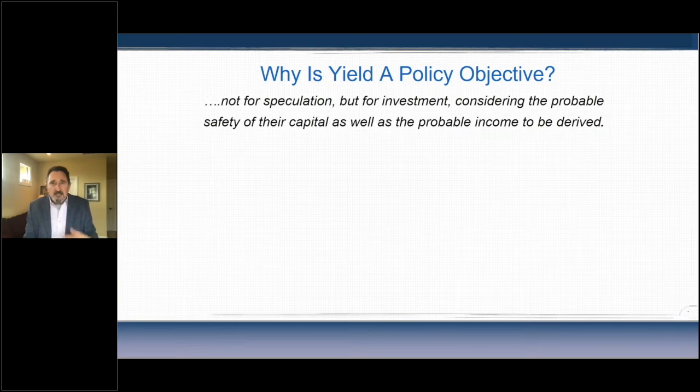So this dovetails into a question that is often overlooked, if not not even considered: why is yield a policy objective at all? Why is it included there? If it wasn't important, why is it there? Well, as the prudent person standard pointed out, not for speculation, but for investment, considering the probable safety of capital as well as the probable income to be derived. What is it that they're trying to communicate in attaining a market rate of return through budgetary and economic cycles? What are they trying to capture here?